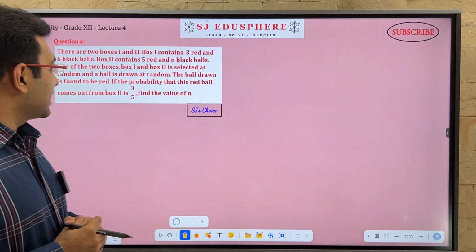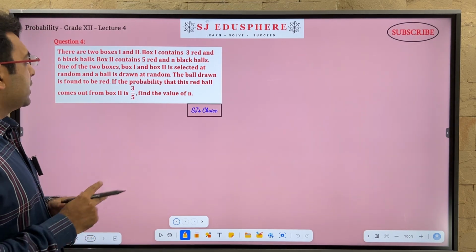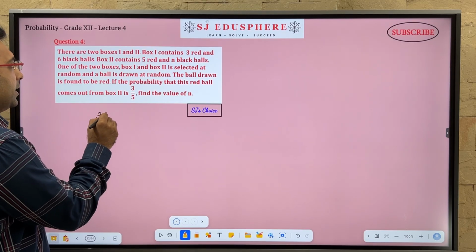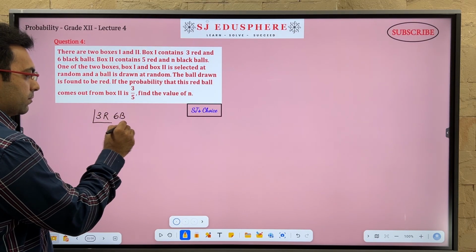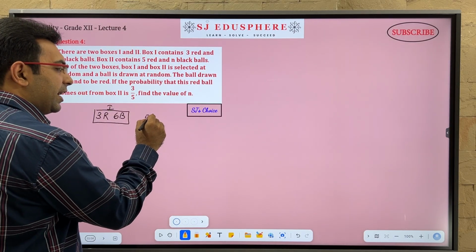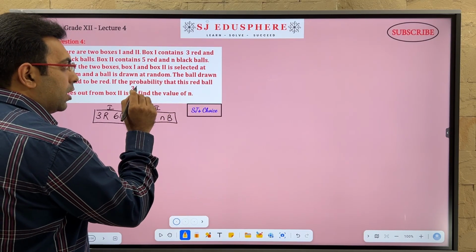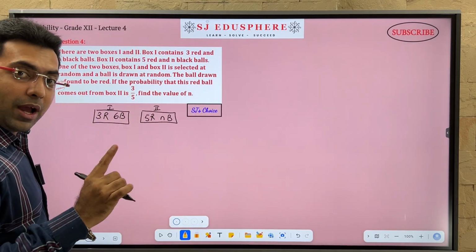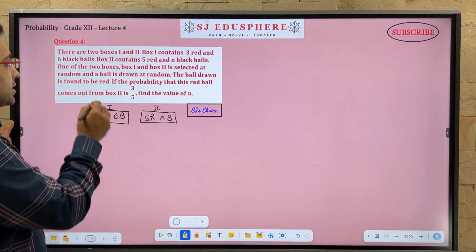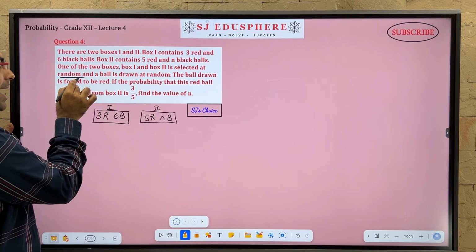Let us now look into the next sum, which has a little twist in the sum. Read it carefully. There are two boxes, box 1 and box 2. Box 1 contains 3 red and 6 black balls, whereas box 2 contains 5 red and n black balls. I do not know the count of n. My question says, so if one value is unknown, one value will be given to you in the sum. My question says, one of the two boxes, box 1 and box 2, is selected at random.